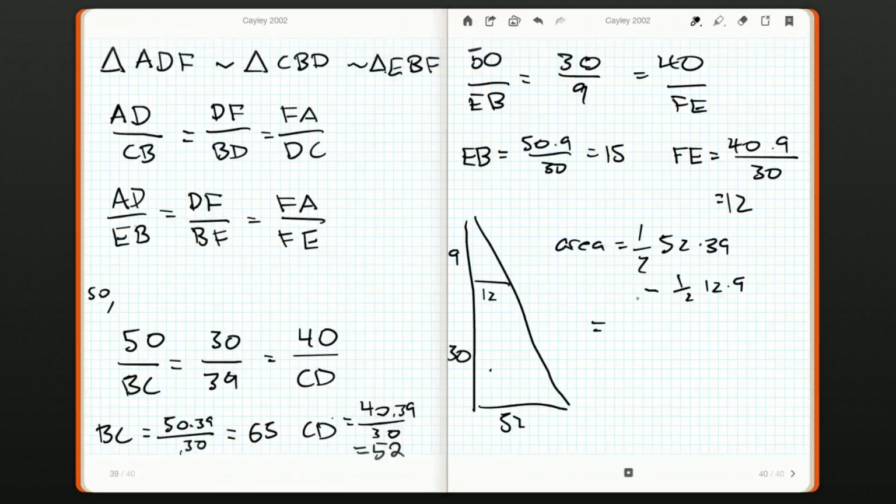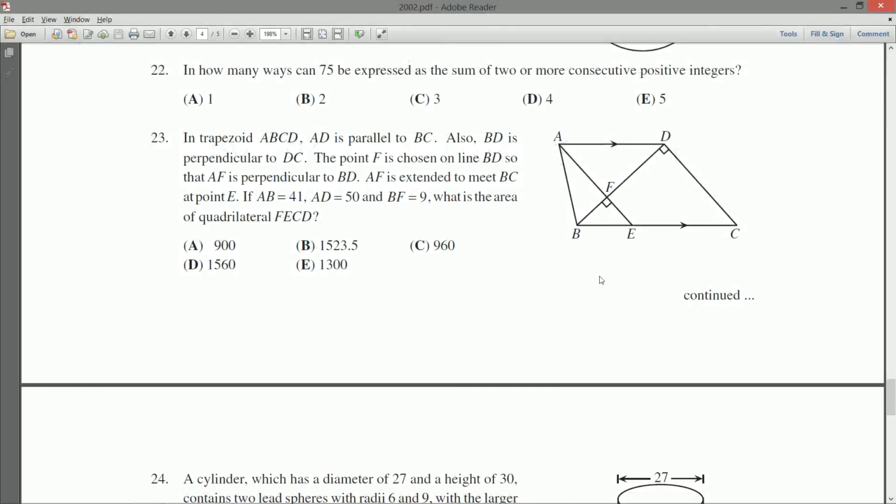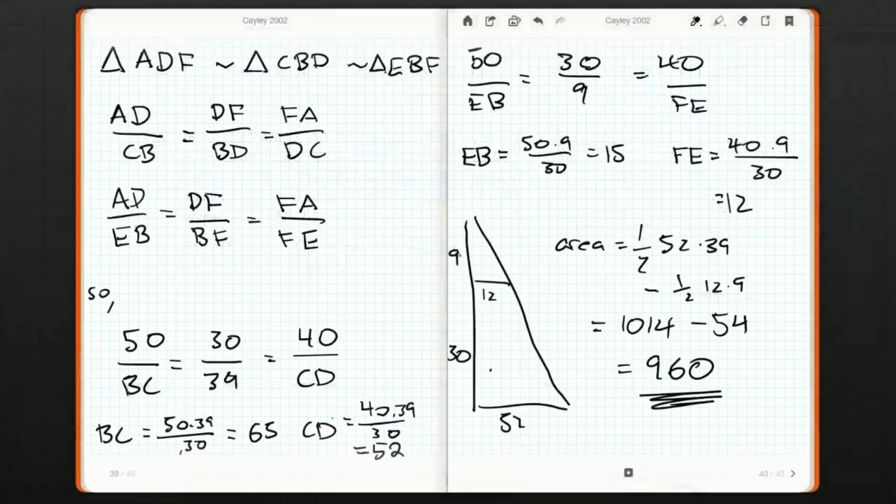And we just grab our calculator. 52 times 39 divided by 2 is 1014, and then 12 times 9 divided by 2 is 54. And when we work all that out, we should get, I think, 960, but let's just double check it. Yep, 960. And that's the area that we were asked to compute. But as I say, there's probably a couple different ways. You can do it as a trapezoid or just a quadrilateral broken up into a right angle triangle and a rectangle. But either way, you should get C, 960 for that area.